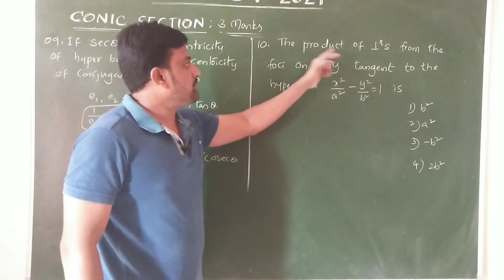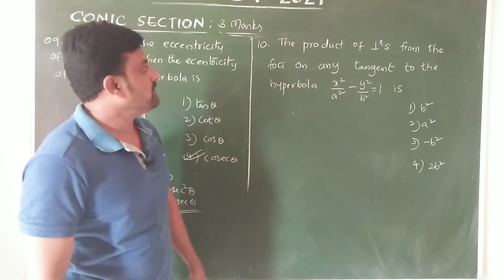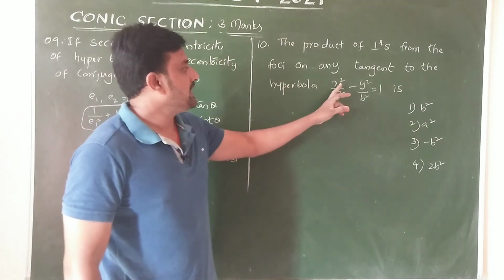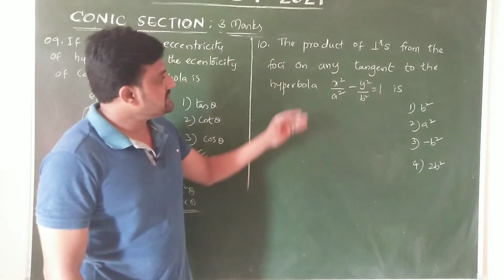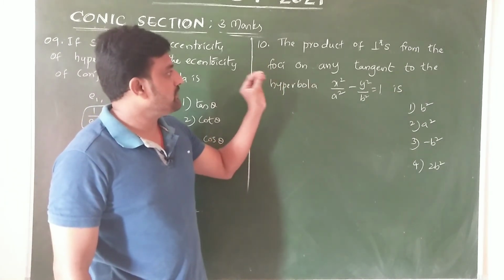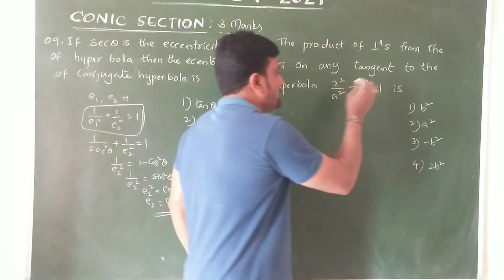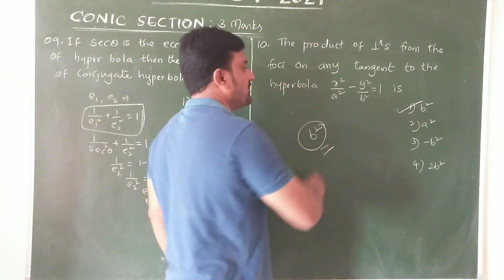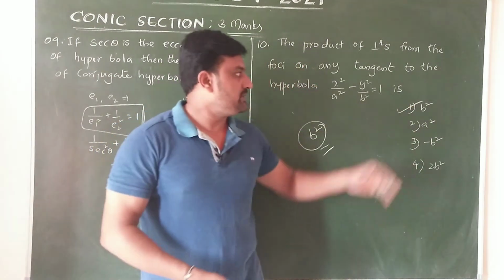Now the product of perpendiculars from the foci on any tangent to the hyperbola x square by a square minus y square by b square equals 1 is, actually this is the formula. The product of perpendiculars from the foci on any tangent to the hyperbola is b square. Okay, the formula is b square. Okay, now this is the formula. Now that one can also be the answer.